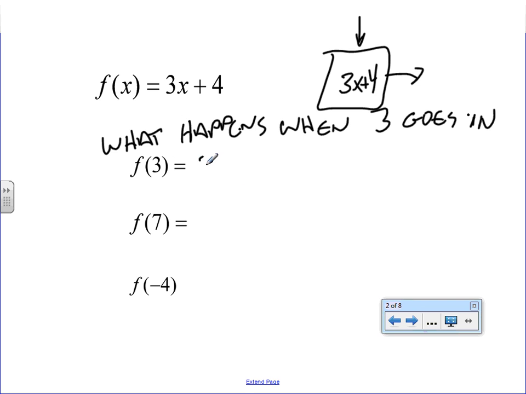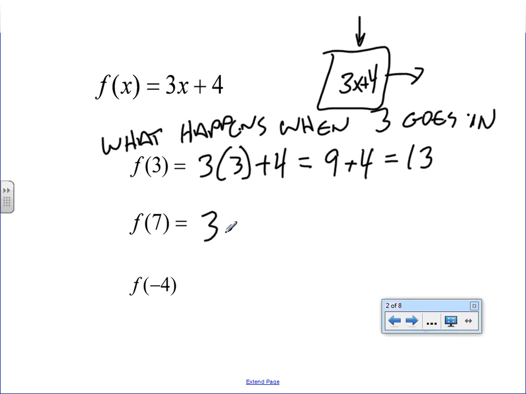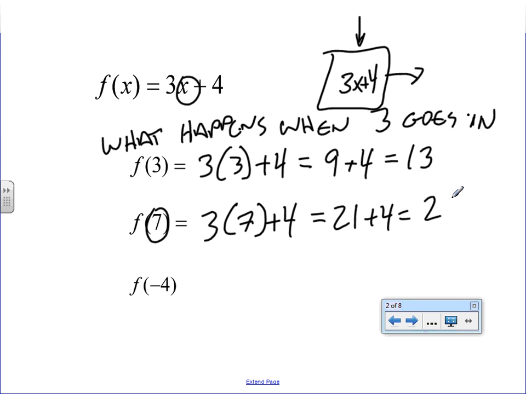So the f of 3 is just 3 times 3 plus 4. And then we use our order of operations stuff from the very first part of the class. 3 times 3 is 9. And then we have 9 plus 4. And then we do the addition. 9 plus 4 is 13, I think, right? Yes. Okay. The f of 7, no different. 3 times 7 plus 4. Just plugging in whatever number is in the box right here goes into the x value right there. So 3 times 7, 21 plus 4, and so the f of 7 is 25.